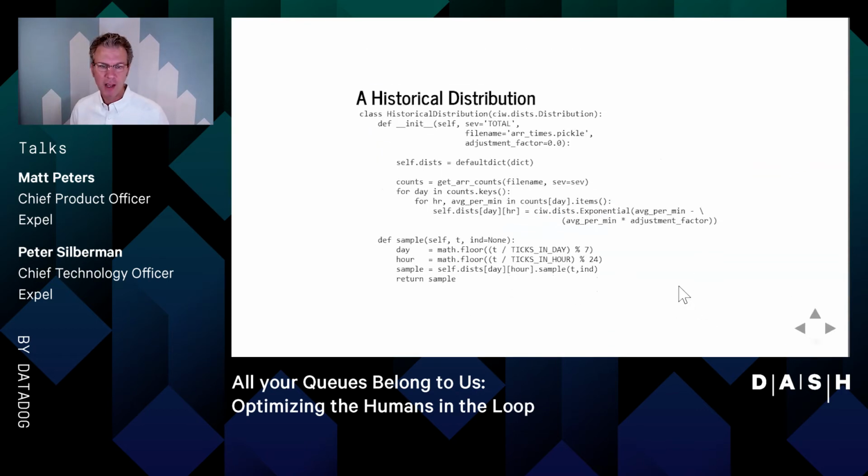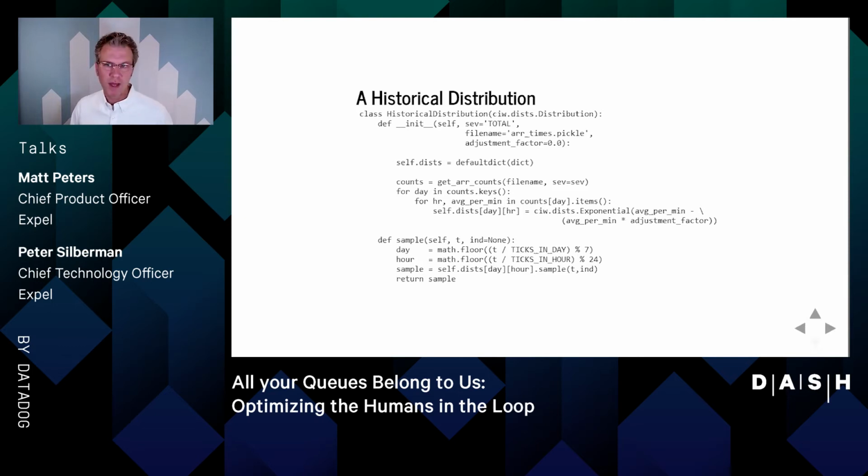So taking a look at what that looks like in code, our historical distribution here, what we do is we inherit from the distribution object that's provided by Q. And the main thing we need to implement is a sample method. The sample method gets called whenever Q needs to ask a question: how long did something take, or how quickly did something arrive? And it'll pass in two parameters, the first one being the time that the simulation is currently at. So what we do is we say, okay, based on that time, let's figure out what hour and day we're in. Let's find our right distribution, and let's pull a sample out of that. So that's exactly how we've done that. It makes it super simple.